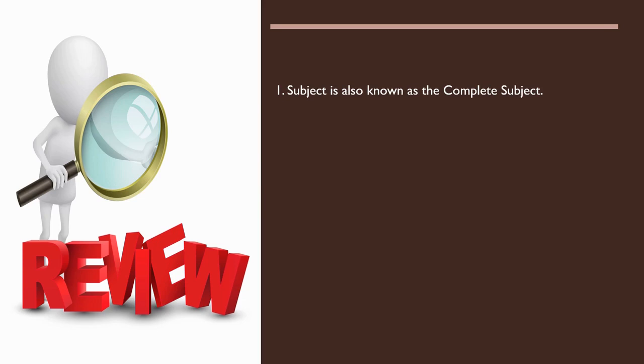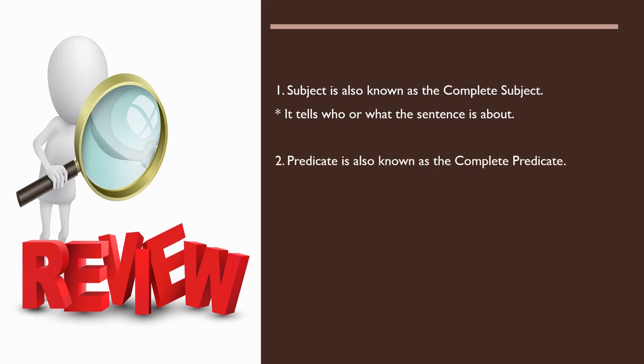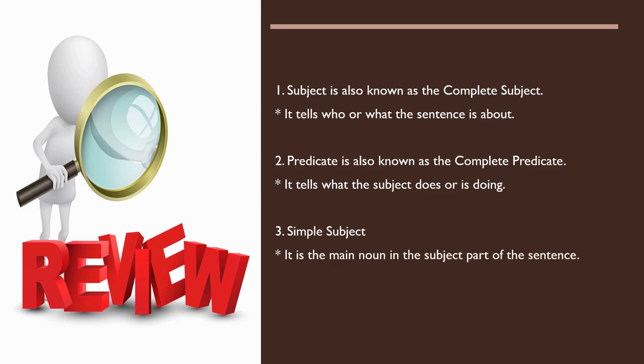The first thing I need you to remember is subject is also known as the complete subject. It tells who or what the sentence is about. Number 2, the predicate is also known as the complete predicate. It tells what the subject does or is doing. Simple subject. It is the main noun in the subject part of the sentence. And finally, the simple predicate. It is the main verb in the predicate part of the sentence.